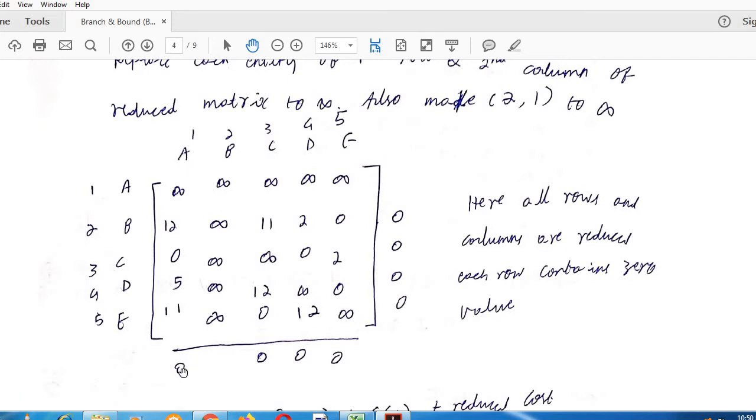Similarly, in the first column the minimum value is 0. I will ignore the second column. The third column minimum value is 0. The fourth column minimum value is 0, and the fifth column minimum value is 0.